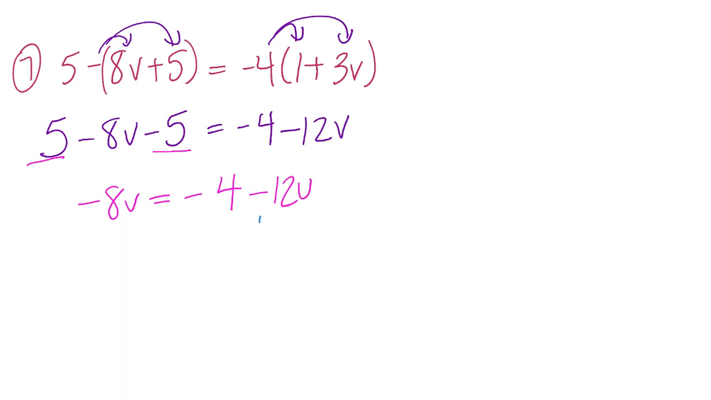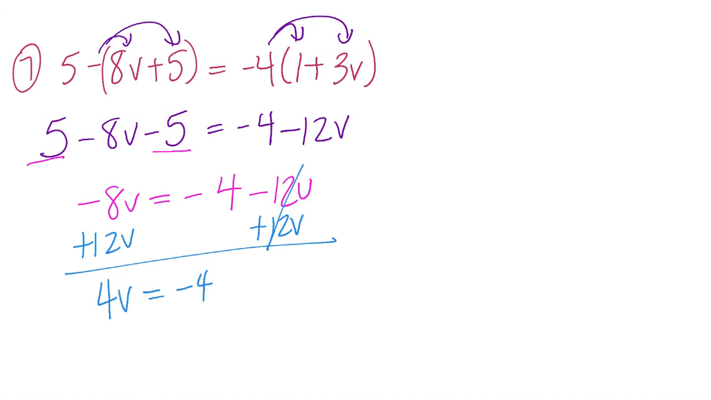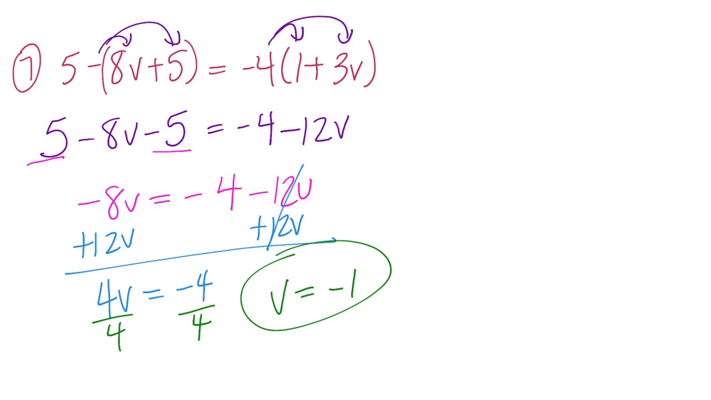And then I'm going to add my 12v. Smaller. Divide by 4. v is going to equal negative 1. So still the same idea. Just make sure when they have that negative out front like that, that you remember to distribute it to both things inside.